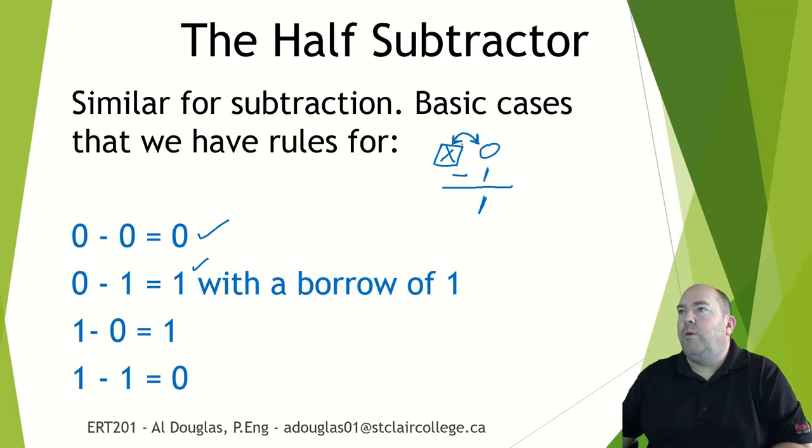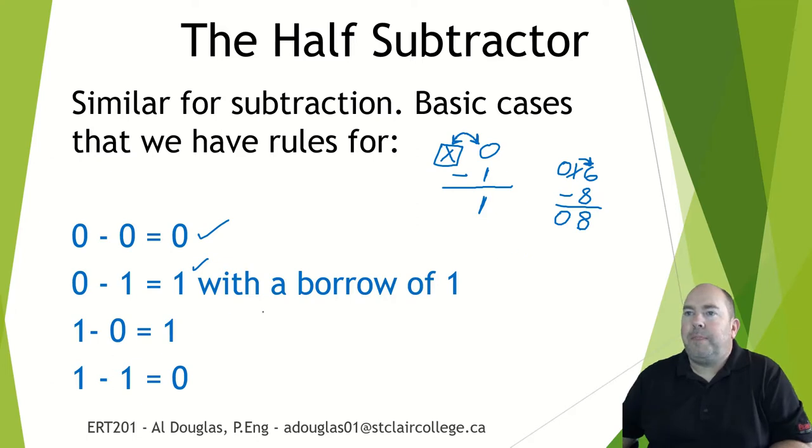So you have to borrow 1 from this column over here to make that operation happen. Okay, just like we would borrow if we were doing regular math. If we had 16 minus 8, we would say this gives us an 8, but we have to borrow this 1 from over here. This now becomes a 0, and that is our result.